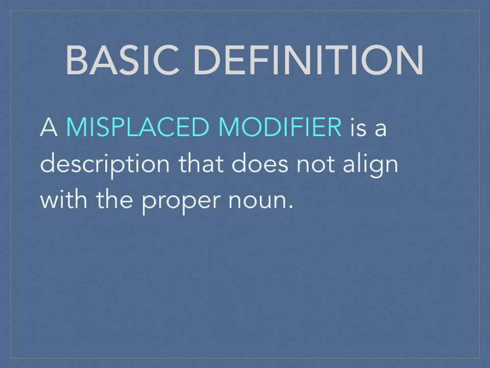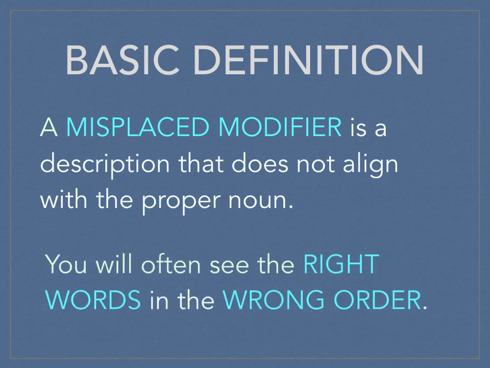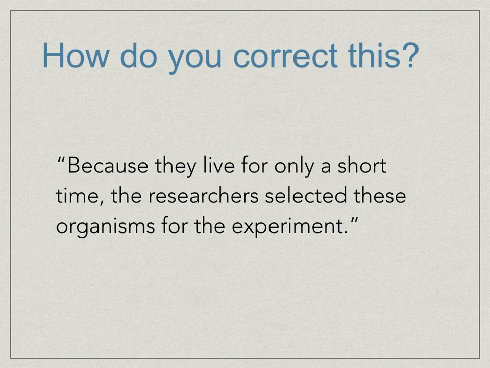So, when you're dealing with misplaced modifier, what you're going to have is a description that does not align with the proper noun. Typically, you're going to see the right words in a sentence, but you're going to see the wrong order. And if you'll return to our example, you'll see that that is exactly what we have. So, take a look at this. That we have "they lived for only a short time," and then "the researchers."